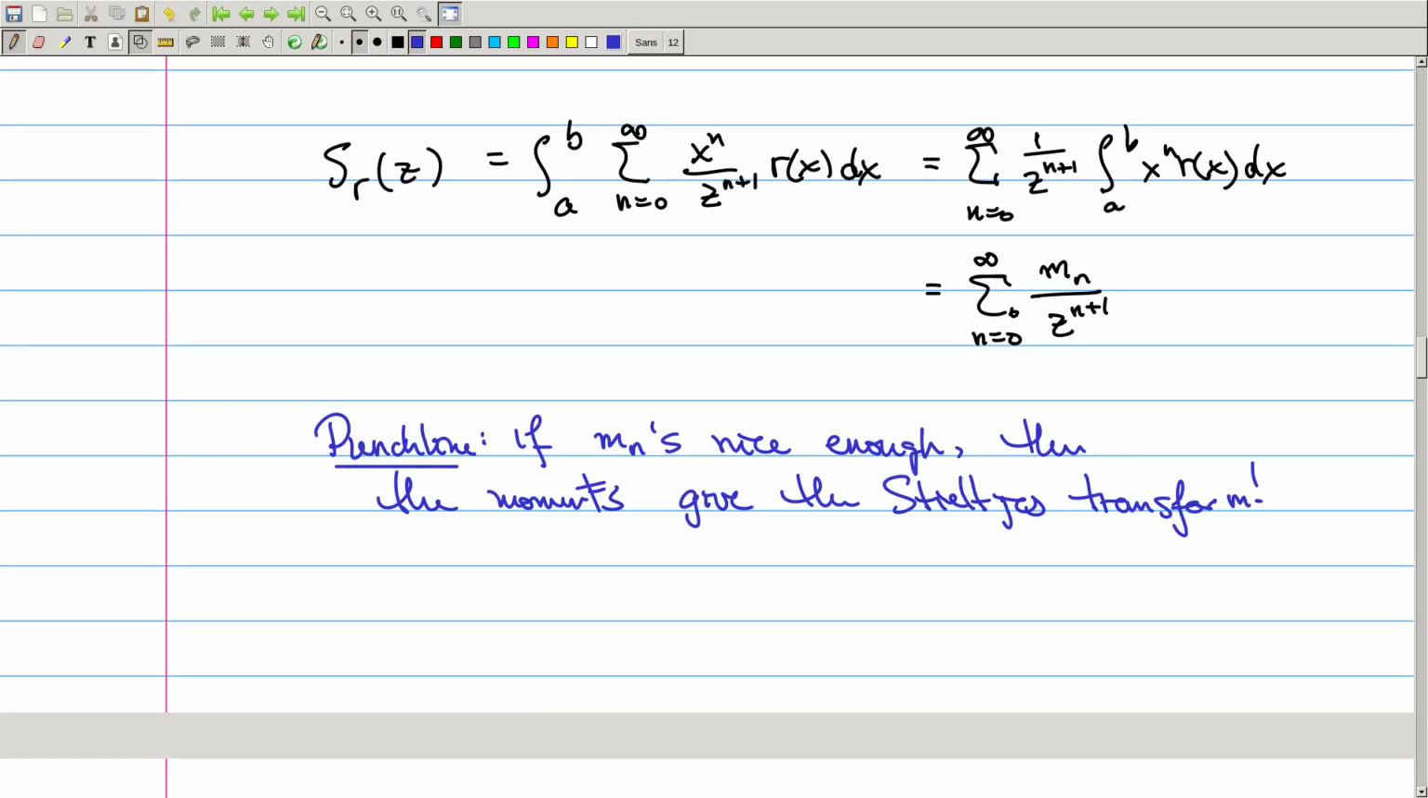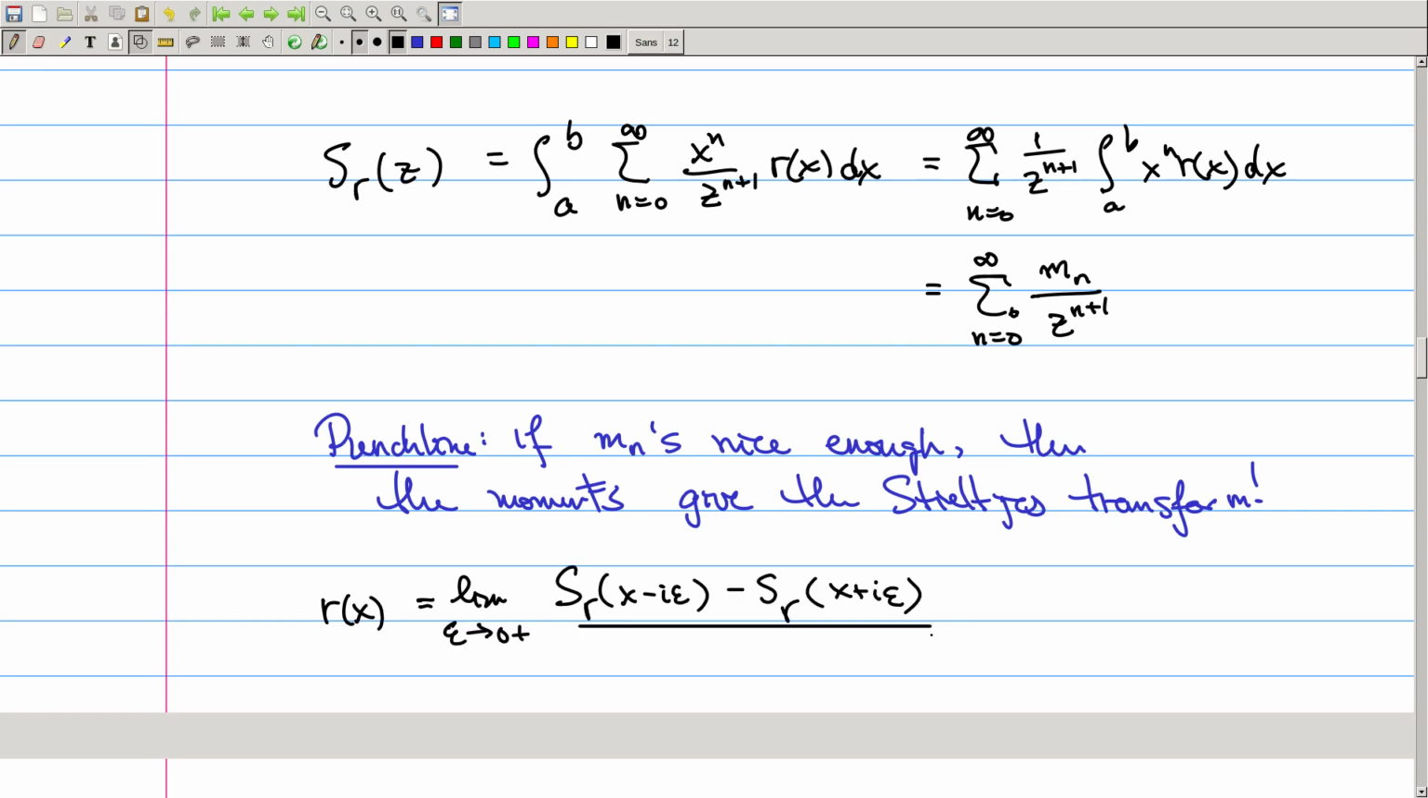And once we have the Stieltjes transform, there's a process for taking that and recovering the original measure, assuming some continuity of the function on the interval of support. In particular, you can use a little bit of complex analysis to prove that r of x is the limit as epsilon goes to 0 from the right of the Stieltjes transform evaluated at x minus i epsilon, minus the Stieltjes transform evaluated at x plus i epsilon, divided by 2 pi i.